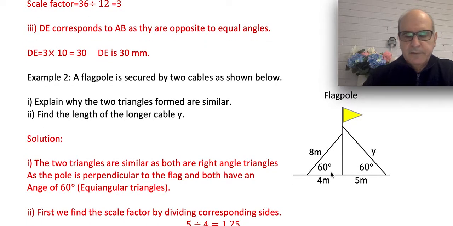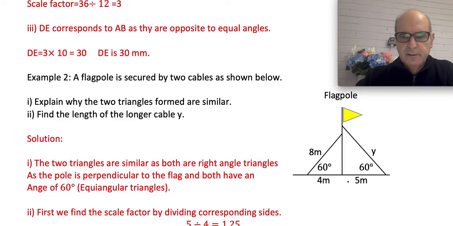All right, as for the reason they are similar, this angle is 60 degrees and this angle is 60 degrees. So we have one pair of equal angles. We need to find another pair of equal angles, and this is here because this angle is equal to 90 degrees from the small triangle, and also this angle is equal to 90 degrees from the larger triangle. Why? Because a flagpole is always perpendicular to the ground. So this is the ground level.